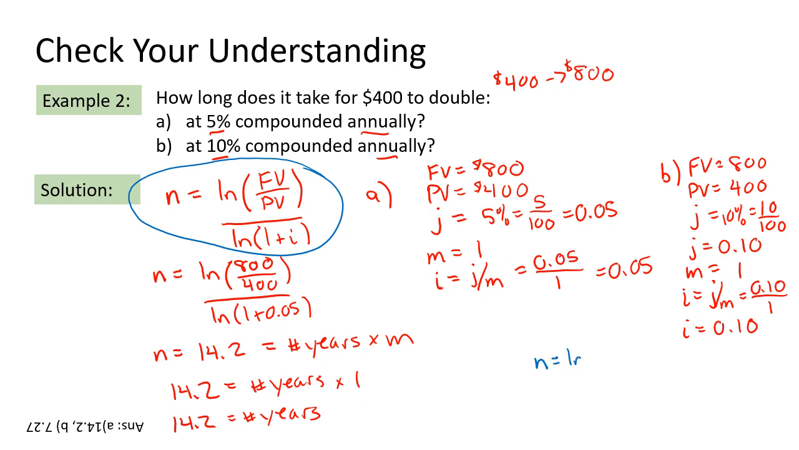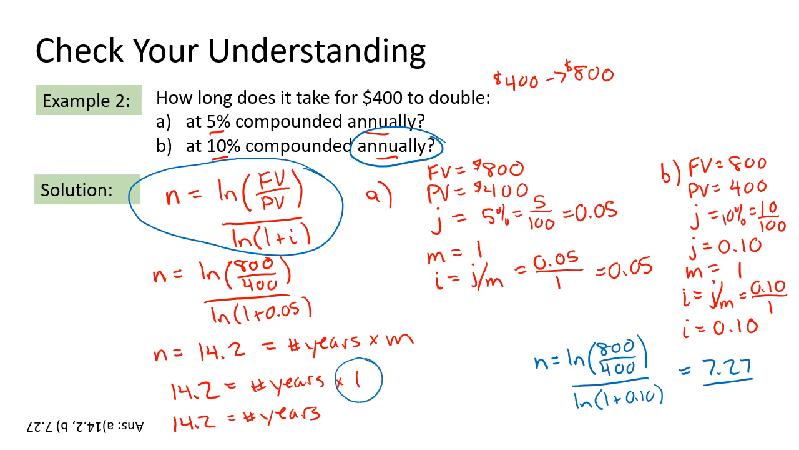So n is equal to the ln of 800 divided by 400, and that's divided by the ln of 1 plus 0.10. And if you calculate that out, you get 7.27. And again, because it's compounded annually, that means that m is 1, just like it was in the other question. So that means this value is actually the number of years, because you're compounding annually, you're only compounding once per year. So for part B at 10%, it would take you 7.27 years in order to double your money.